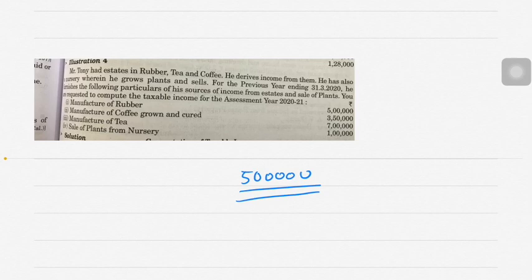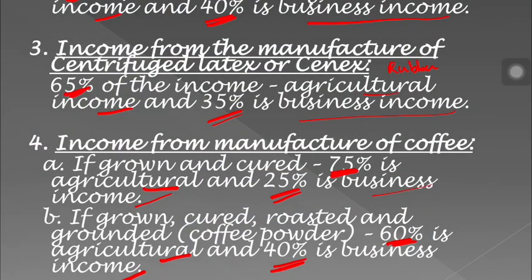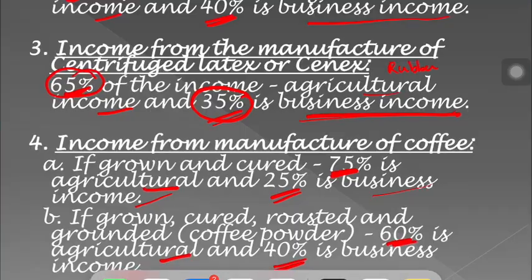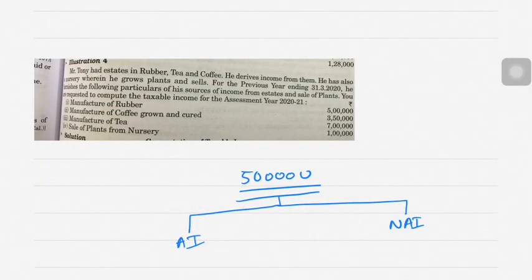Now out of this, because he has grown rubber himself and he sold it, his income is partly agricultural income and partly non-agricultural income. Correct? How much is agricultural income and how much is non-agricultural income? There is a percentage. In case of rubber, 35% is considered as business income and 65% is considered as agricultural income. So when you grow and manufacture rubber, the profit earned from that business, 35% is considered as non-agricultural income and 65% is considered as agricultural income.